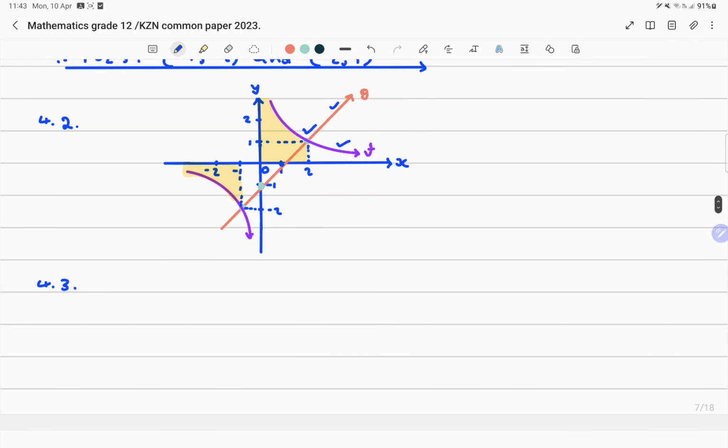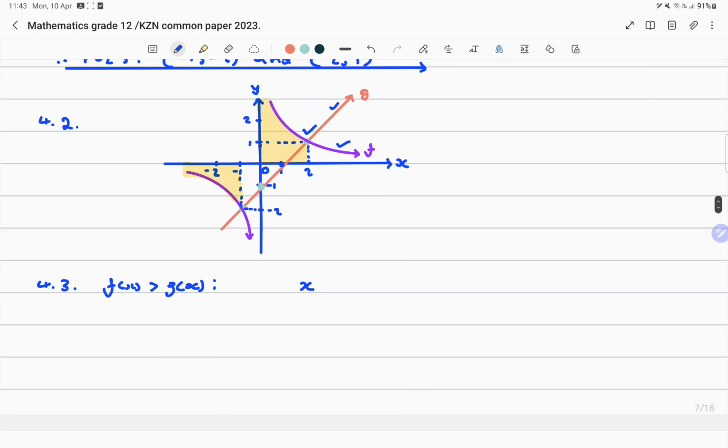So 4.3, we can tell here that f of x, we're just interpreting it, is greater than g of x such that x, what should x be? Well, we know that x must be less than 2, right? But greater than 0. That's number 1.